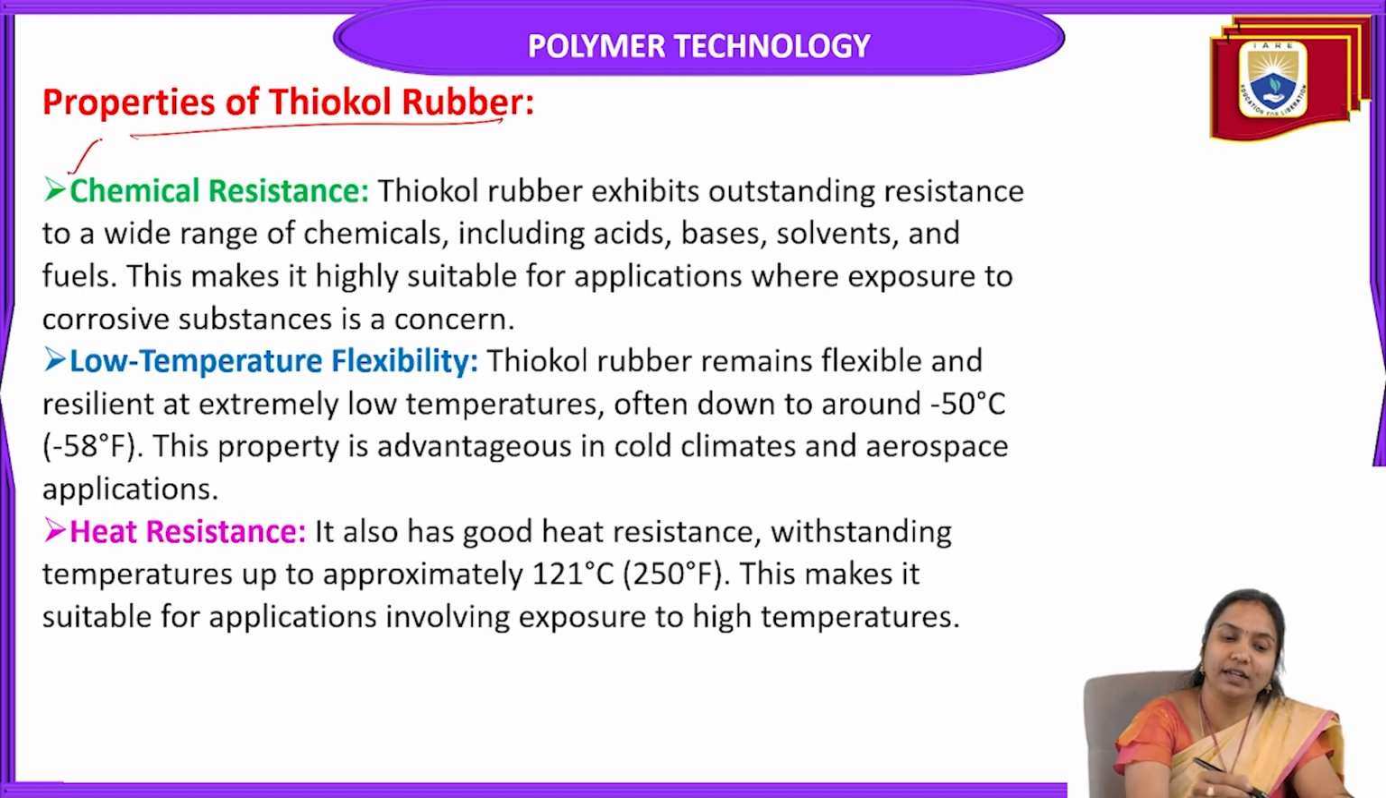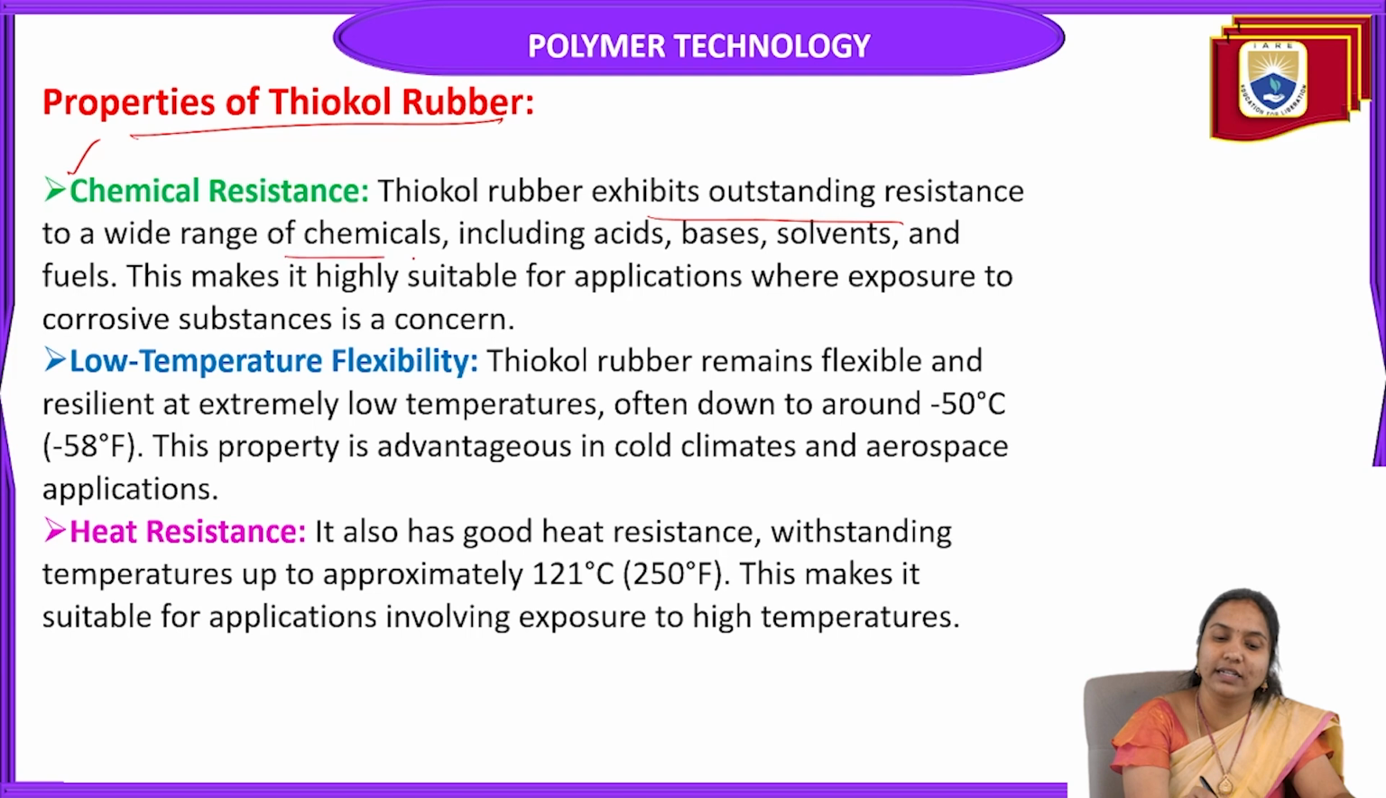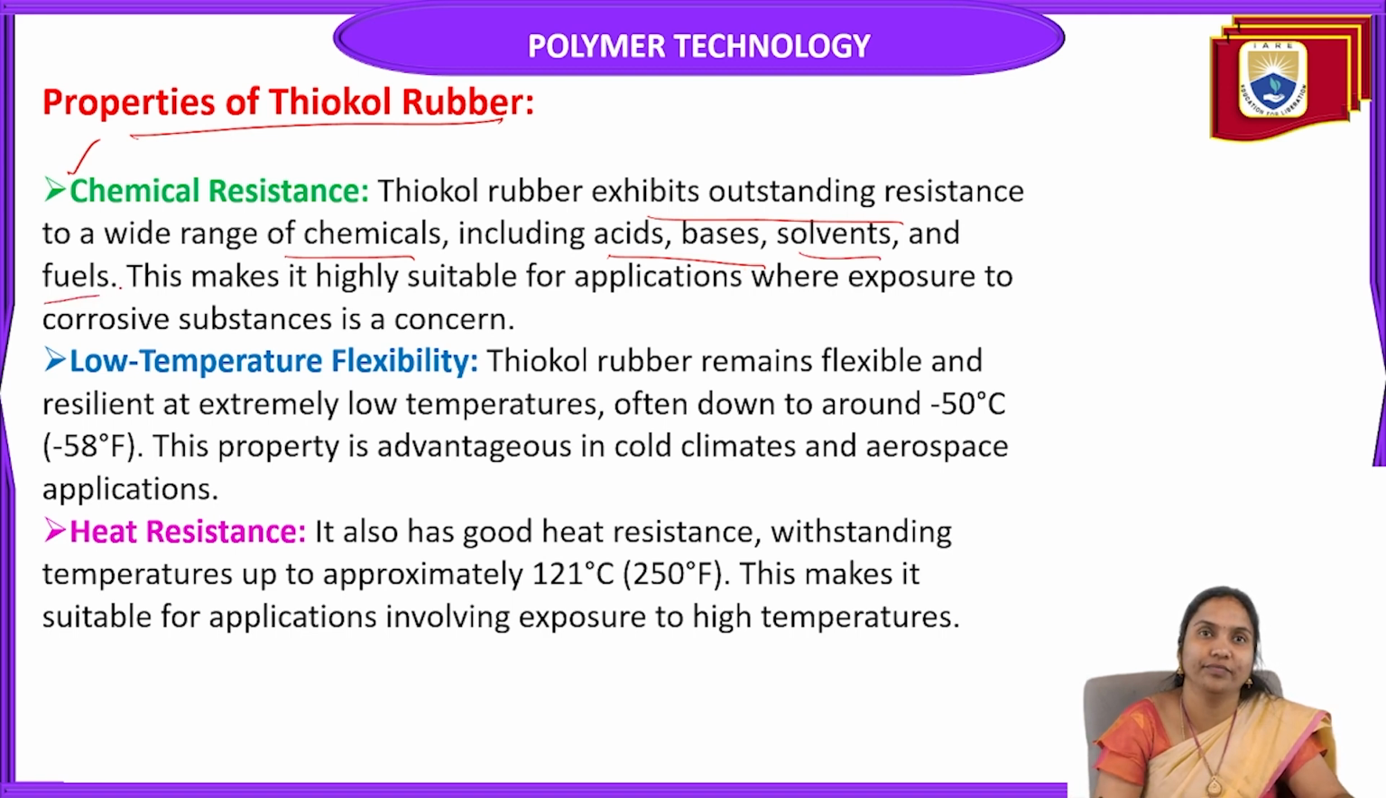It has chemical resistance. Thiokol rubber exhibits outstanding resistance to a wide range of chemicals including acids, bases, solvents and fuels. This makes it highly suitable for applications where exposure to corrosive substances is a concern. So it has high chemical resistance.